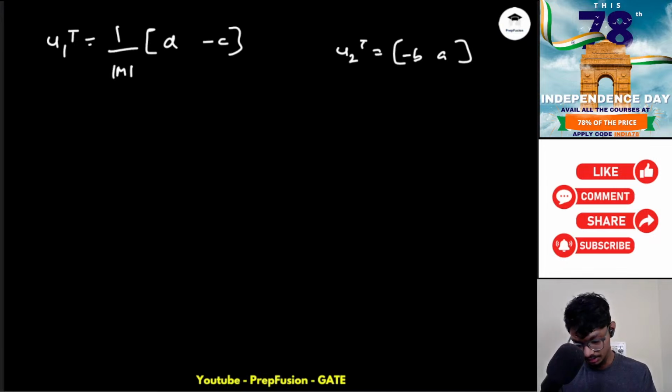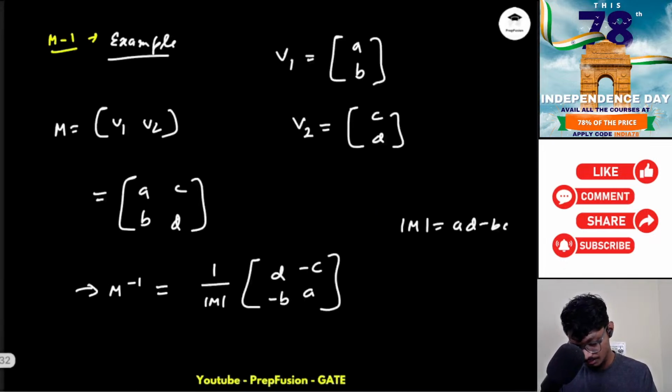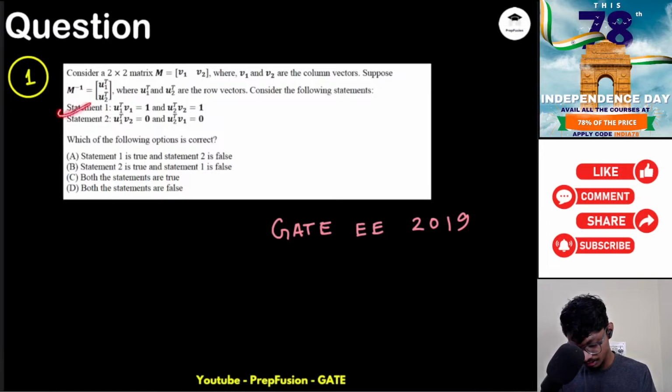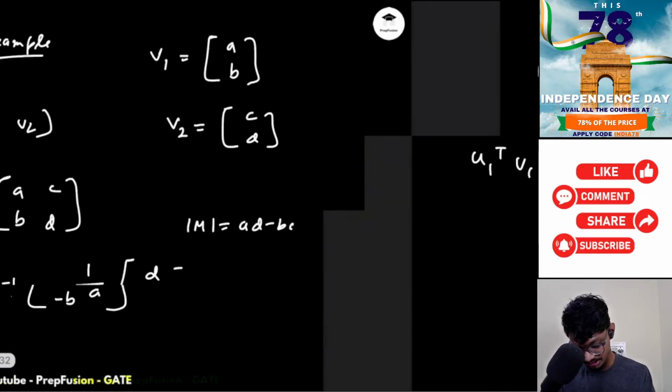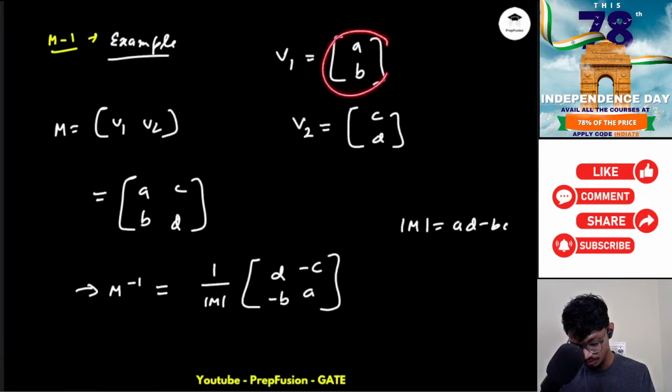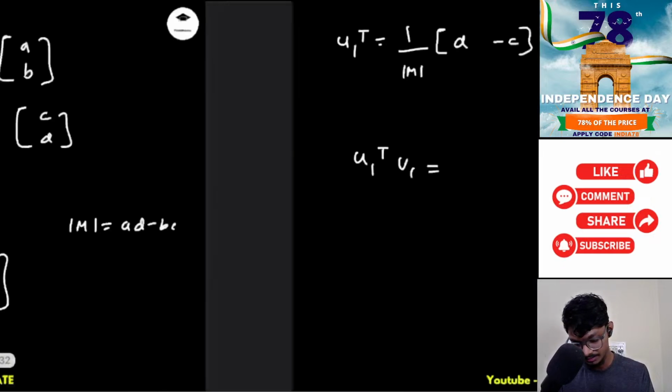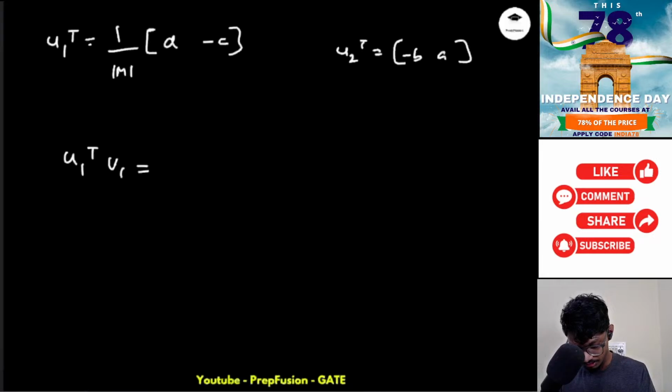Now what you can do is prove the statements they have asked. So u1 of t dot v1 equals 1. I will multiply u1 of t, where t means transpose, into v1, which should equal 1. Is it true? u1 of t is d, minus c, multiplied by v1, which is a, b. So this d gets multiplied with a, giving ad, and this minus c gets multiplied with b, giving minus bc.